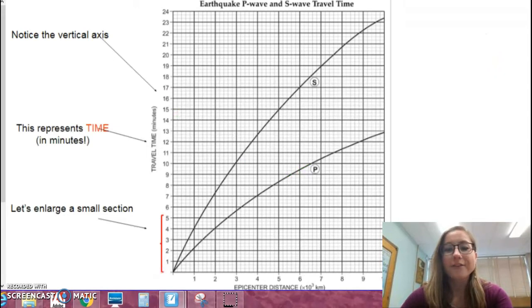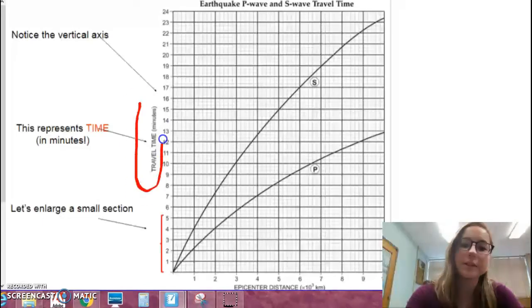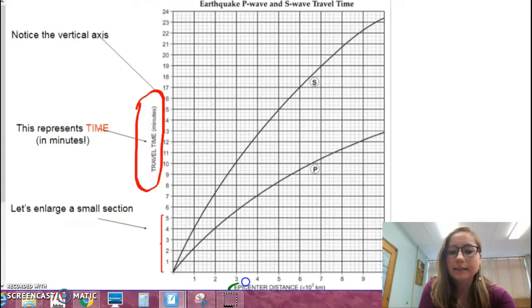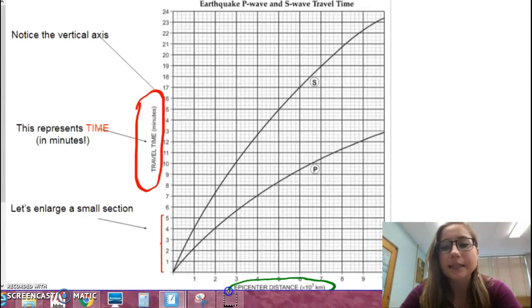So I have a snippet of page 11 of our reference table here. If you look at the vertical axis, we see travel time in minutes, so how long it takes these waves to travel. And then if you look at the horizontal axis at the bottom, you see the distance from the epicenter. We know that the epicenter is the location on Earth's surface where the earthquake occurs. So where you could stand physically on Earth's surface, and right beneath you is that focus point, where the earthquake occurred. So we're going to enlarge a small section of this axis to take a closer look at the time.